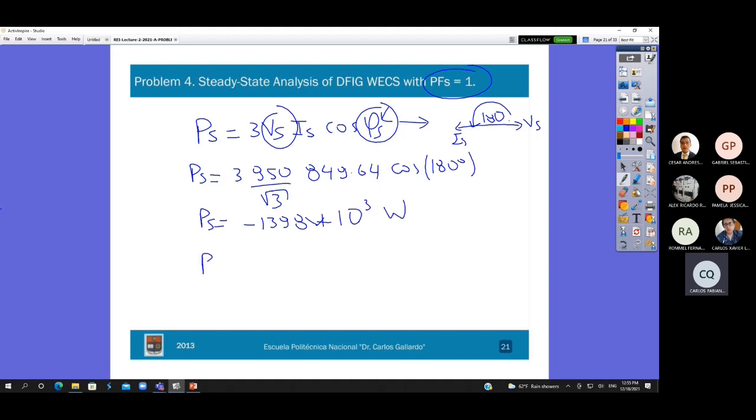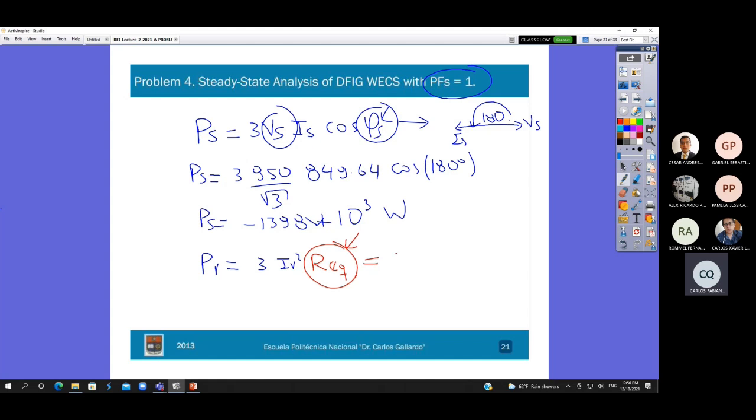For the rotor, the power is equal to 3 times the rotor current squared, but in this case I am using the equivalent resistance, because I am modeling the converter. In the previous calculation, we used the rotor resistance in order to compute the rotor winding losses. In this case, I need to compute the rotor active power. For that, I will use the equivalent resistance because I am modeling the converter.